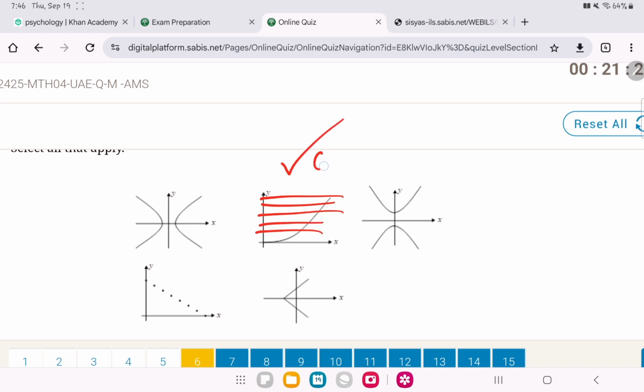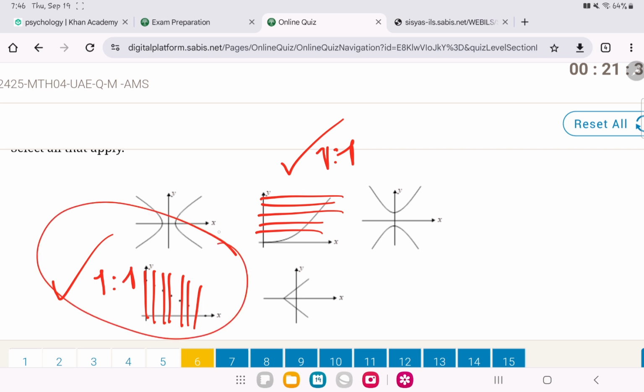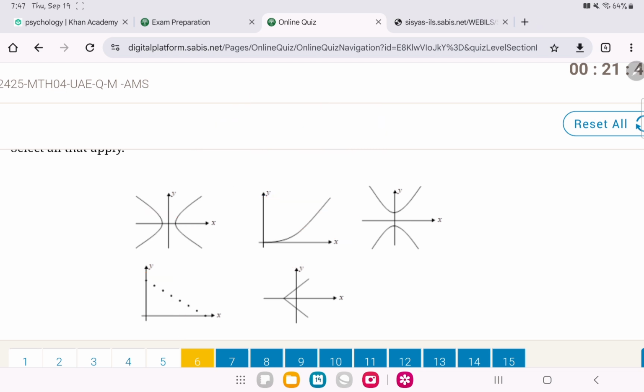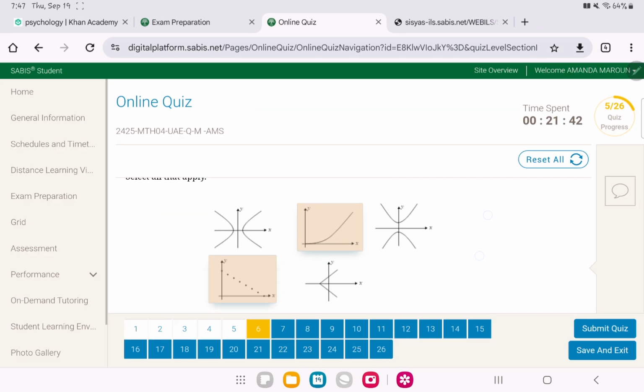This one passes, so it is one-to-one. And this one also passes, so it is 1-to-1. So this and this are one-to-one functions.